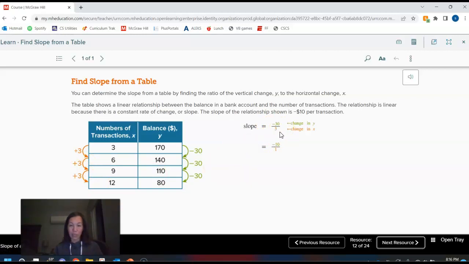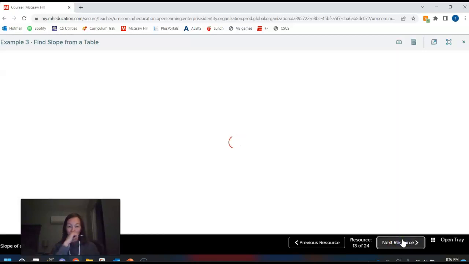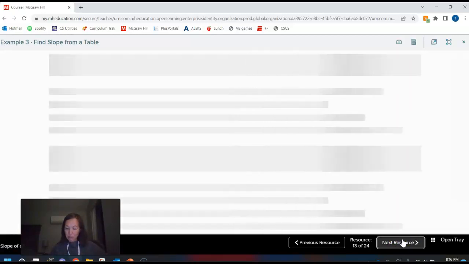So fill in those boxes on page 194. The overall slope is the change in y over the change in x, which simplifies to negative 10 over 1, or just negative 10. We really don't need to write over 1. So let's look at an example of that.